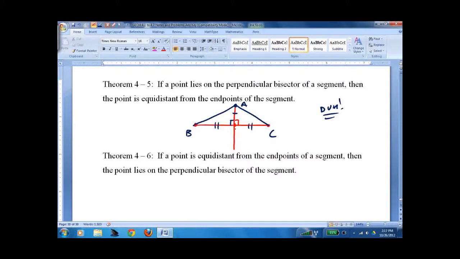We can use the whole triangle: ABM is congruent to triangle ACM by side angle side. Therefore, these are congruent by CPCTC, but we don't know that up front. We have to prove them first. So that's why it's here. But what you need to remember, a perpendicular bisector is equidistant from points.